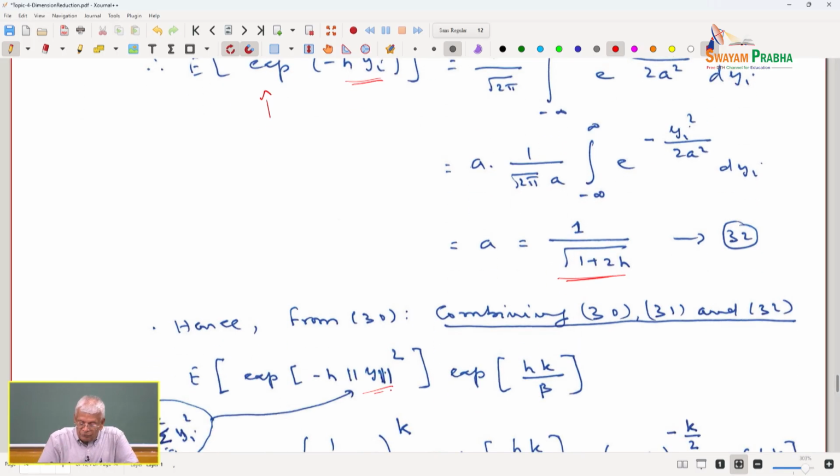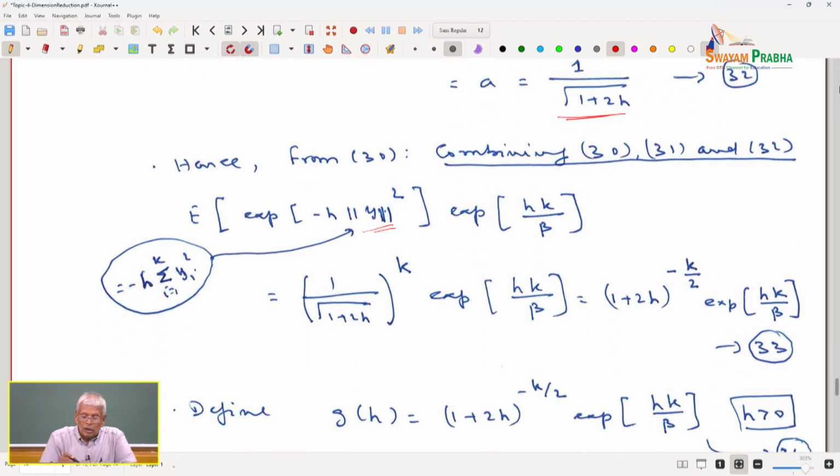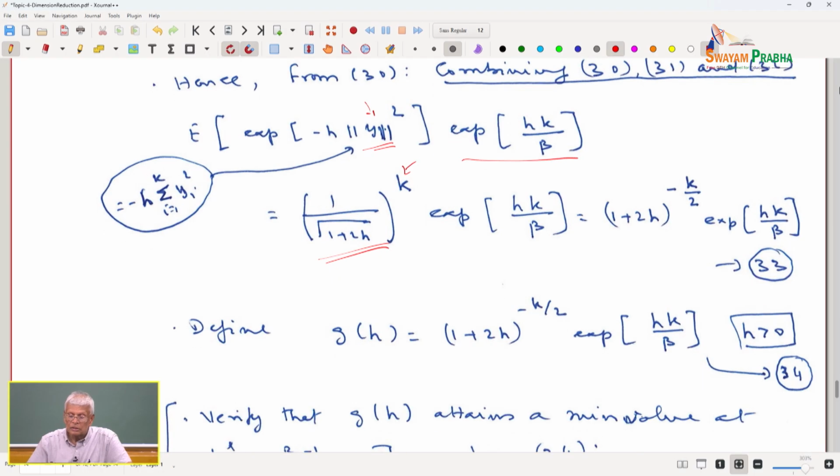Y_i squares are the components of the square of the norm. By applying the individual results, because the Y_i are all independent, its moment generating function is simply the product of those. Please remember, the Y_i are vectors in dimension k. This expression comes from the earlier consideration. Therefore, the moment generating function for minus h times the square of the length of Y is given by this.